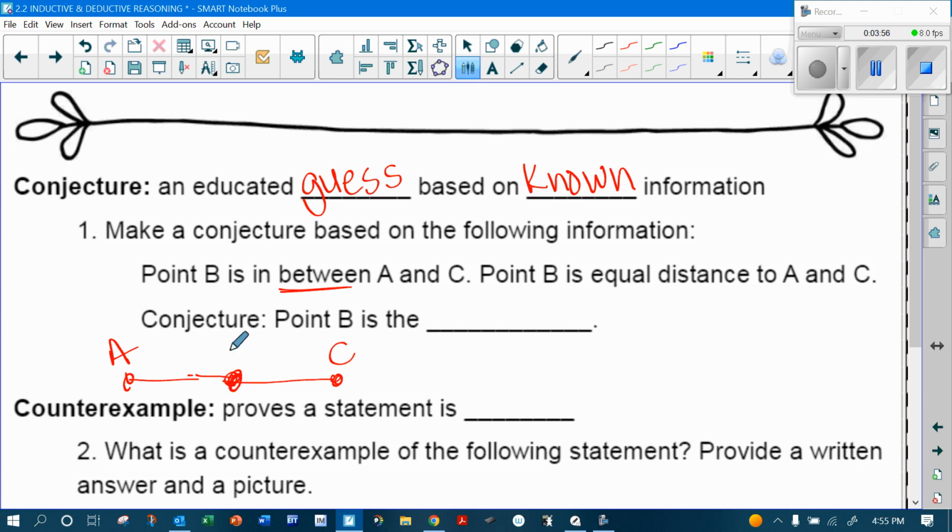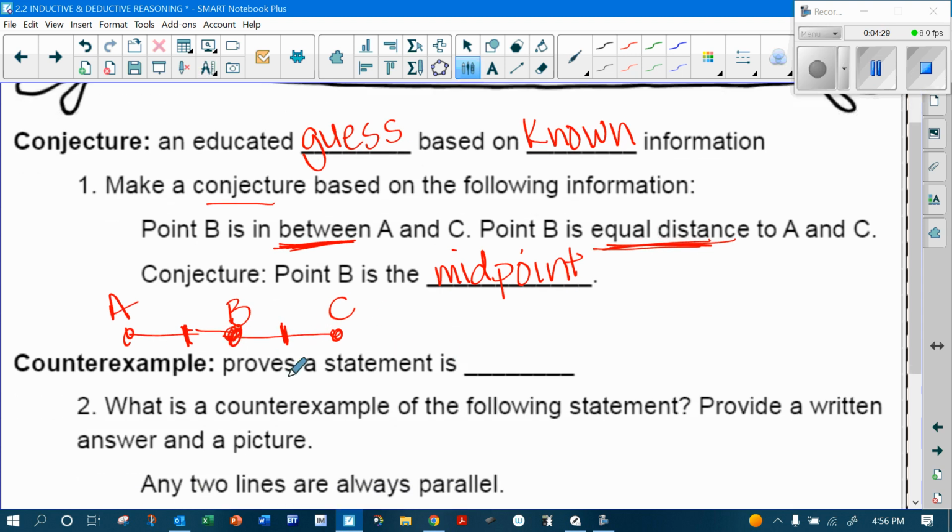So if it's equal distance, now it's not just between, it's equal distance, which means that now it's a midpoint. Okay, so when it was just between, it was just between. But because it's equal distance, that means point B is the midpoint. And I'm making that conclusion, that conjecture, based on what I know about a midpoint. I know that a midpoint is the same distance from both ends.